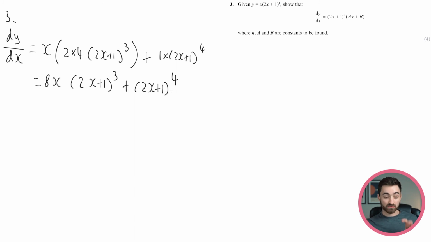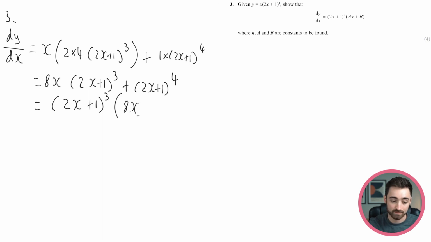Looks like I can take a common factor of 2x plus 1 out here, so I will do that now. Not just 2x plus 1, actually. 2x plus 1 cubed, because this is a 4, this is a power of 3, so I can actually take that out. What's that going to leave me with? It's going to leave me with 8x here, times 1, and then plus, well, just one lot of 2x plus 1 now.